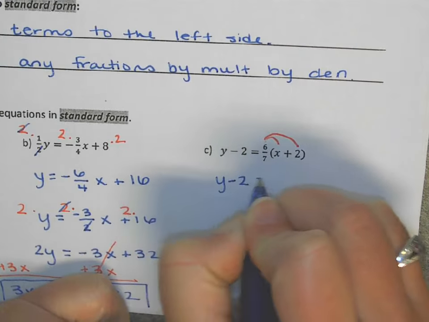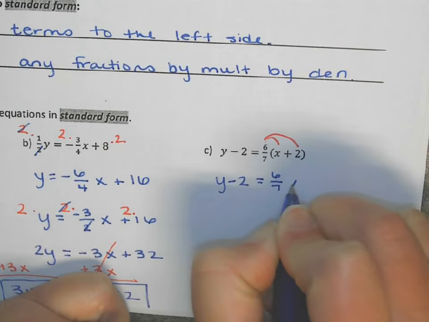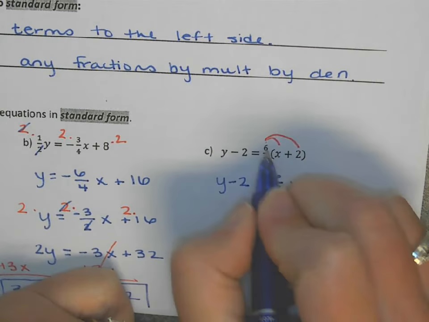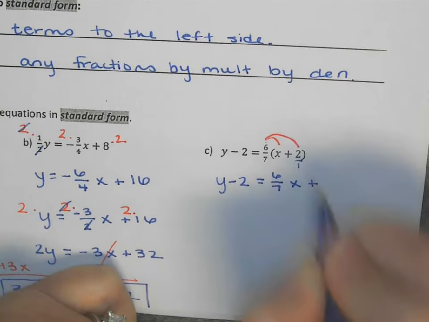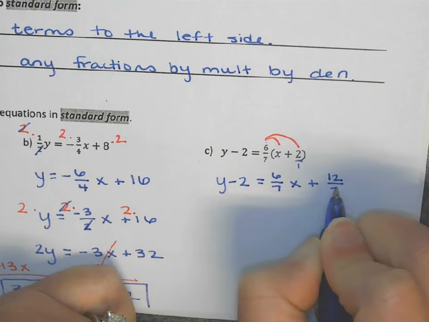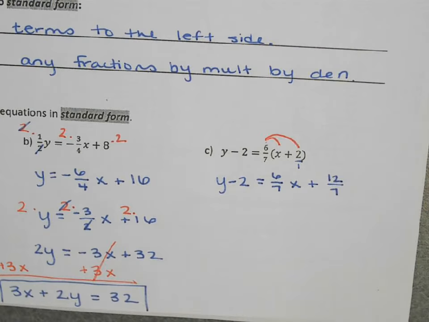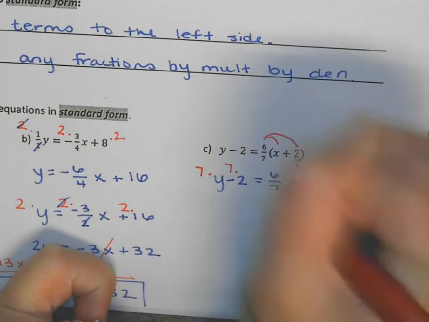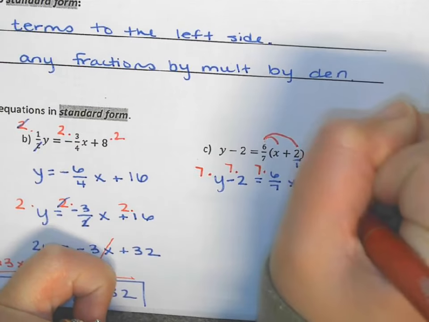So y minus 2 equals 6 over 7x plus, 6 over 7 times 2. 6 times 2 is 12. You have to think about that as over 1. So that becomes 12 over 7. Ooh, well that looks ugly, doesn't it? What can we do to get rid of those fractions because they look so ugly? Multiply everything by 7. So we're going to multiply this by 7, multiply that by 7, multiply this by 7, multiply that by 7.